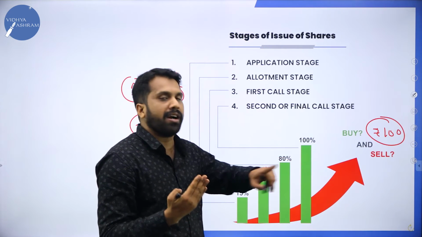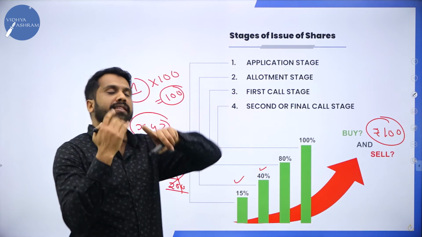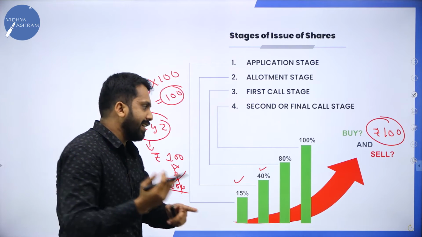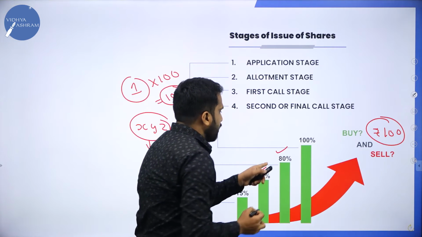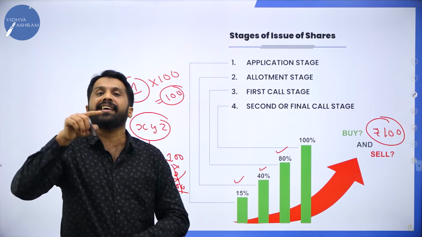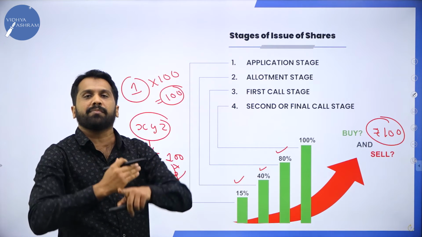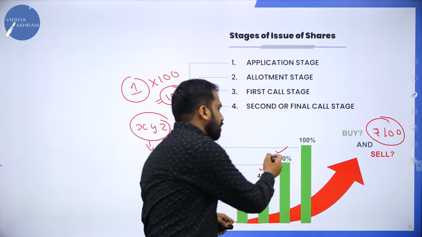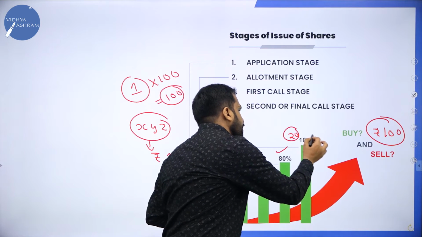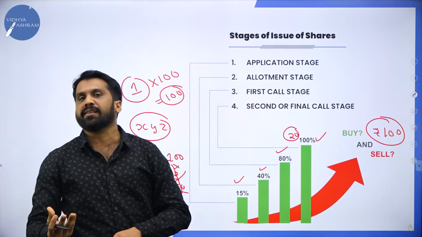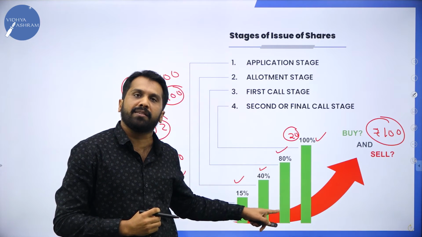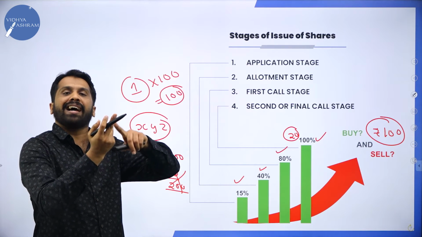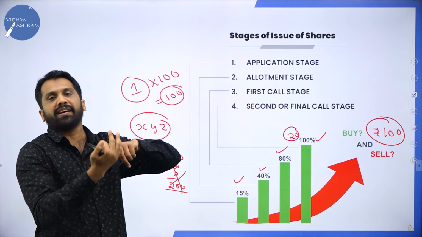Out of 100, how much have I paid? 40. Then after 1 month, the first installment. Again I will pay 40. How much will it become in total now? 80. Again after 1 month, they will ask for the final payment. How much will I pay? The balance 20. Now I will become the owner of that particular share. Clear? So like this, we go through application, allotment, first call, final call.